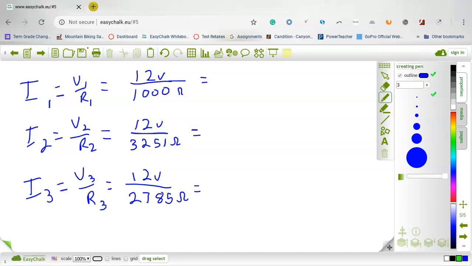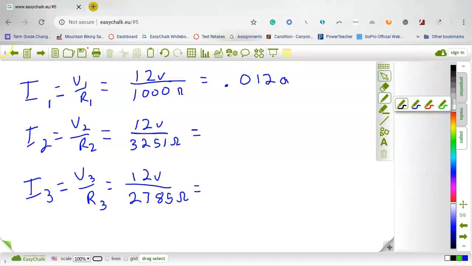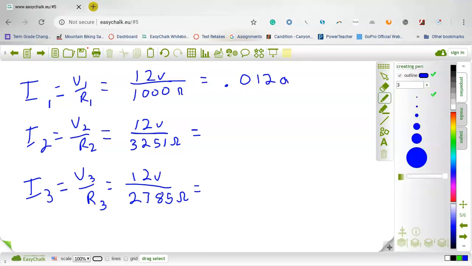So I do 12 divided by 1,000, that's 0.012 amps. Okay, and now let's do our I2, current number 2, 12 divided by 3,251. What is that one?